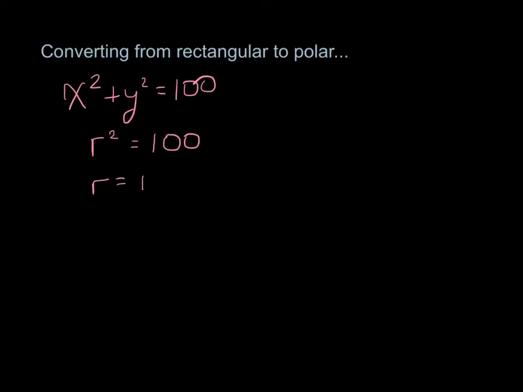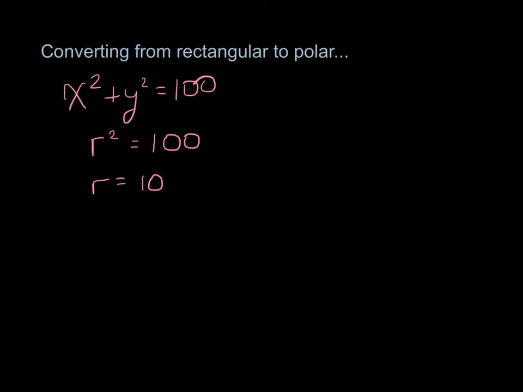So just a few examples of going in the opposite direction, from rectangular to polar. Let's say you had a circle, like x squared plus y squared equals 100. Well, we know that x squared plus y squared is equal to r squared. So r squared equals 100, which means r equals 10. And we don't acknowledge the negative because we're talking about a radius, which should be positive. So that's it. We went from rectangular in terms of x and y to polar in terms of r and theta.